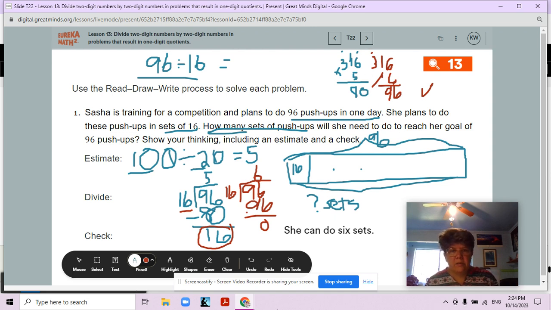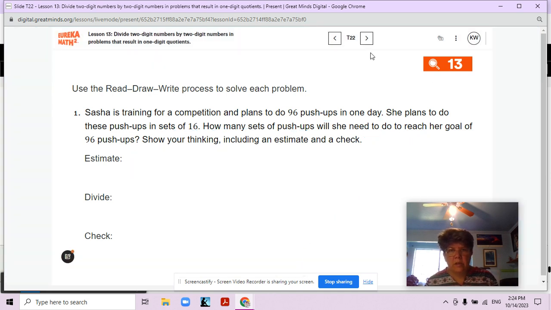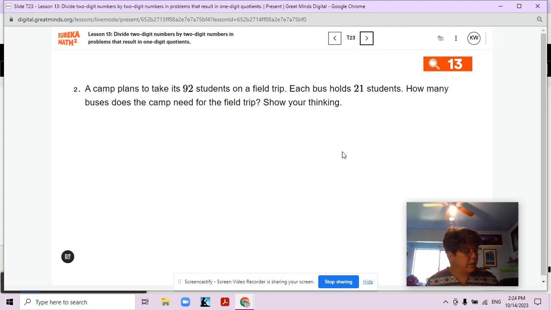Okay, let's look at our next problem on the back on page 108. Number 2, a camp plans to take 92 of its students on a field trip. Each bus holds 21 students. How many buses does the camp need for the field trip? Show your thinking. Okay, so what is our division problem?